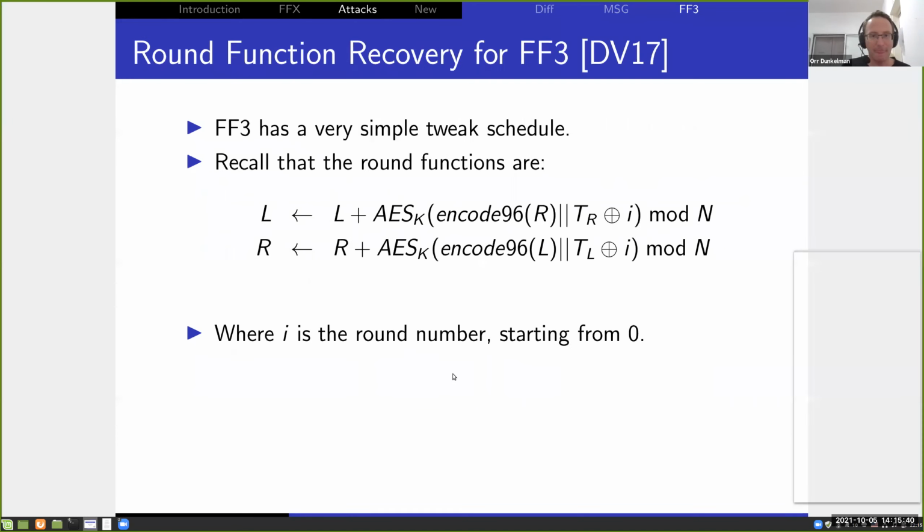Okay. Now let's move on to FF3. FF3, I remind you, has a very simple tweak schedule, and this is a paper by Durak and Vaudenay from 2017. And this is the round function, and the round number starts from 0.